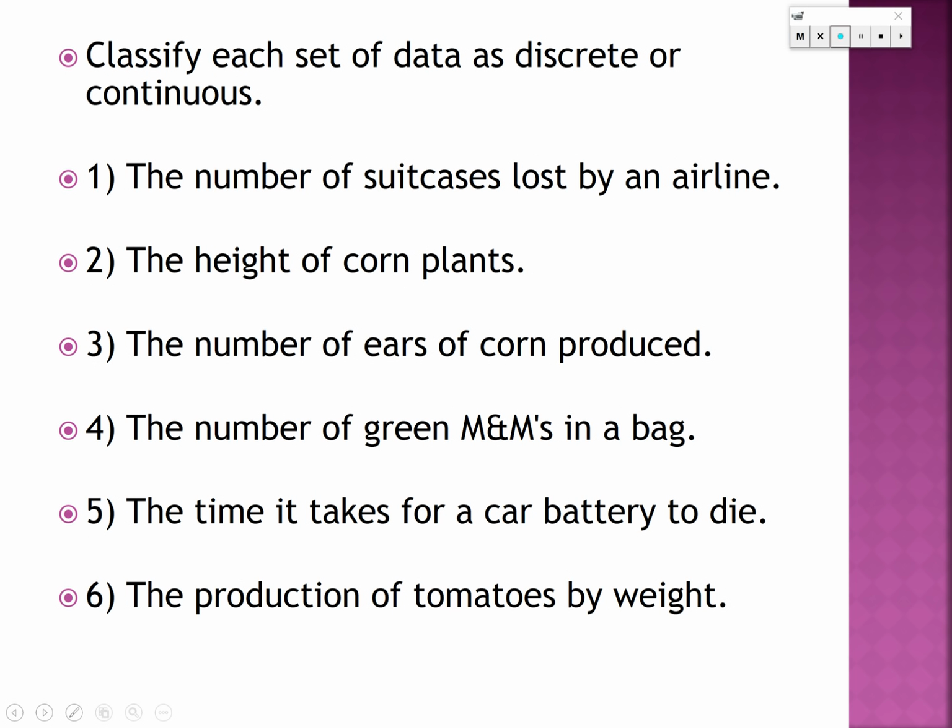So in number 1, the number of suitcases, I'm not going to have half of a suitcase or a third of a suitcase come rolling through, so this would be discrete. I'm just going to put a D for discrete. The height of corn plants, again, the height, that's going to be restricted by whatever our measuring device is. So that's going to be a continuous.